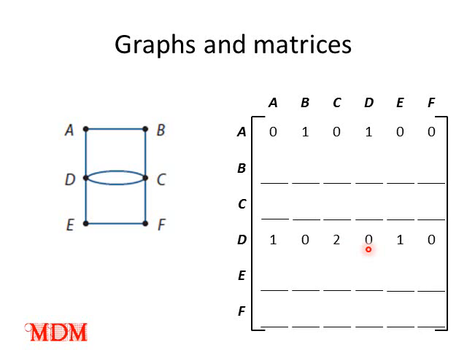As we said earlier, none of these vertices are connected to themselves, so a 0 would go in the DD location in our matrix, and then there's 1 way to go from D to E, so we have that 1 indicated in the matrix, and finally there is no direct connection between D and F.